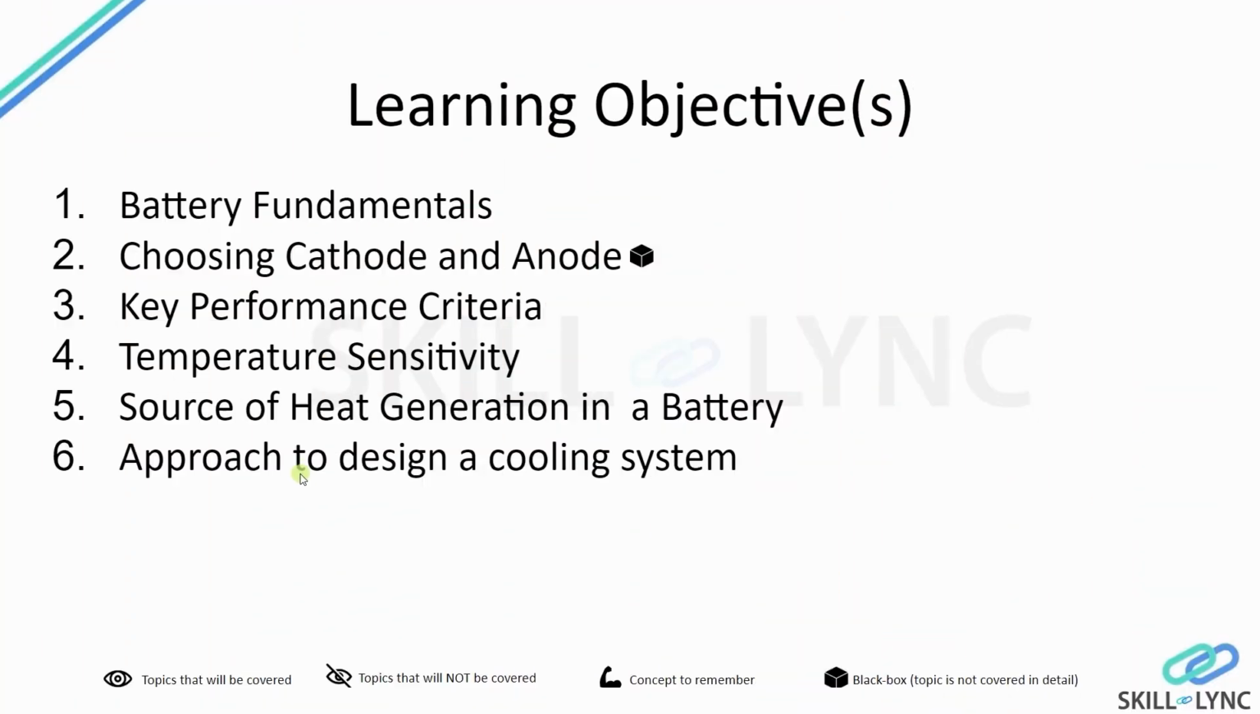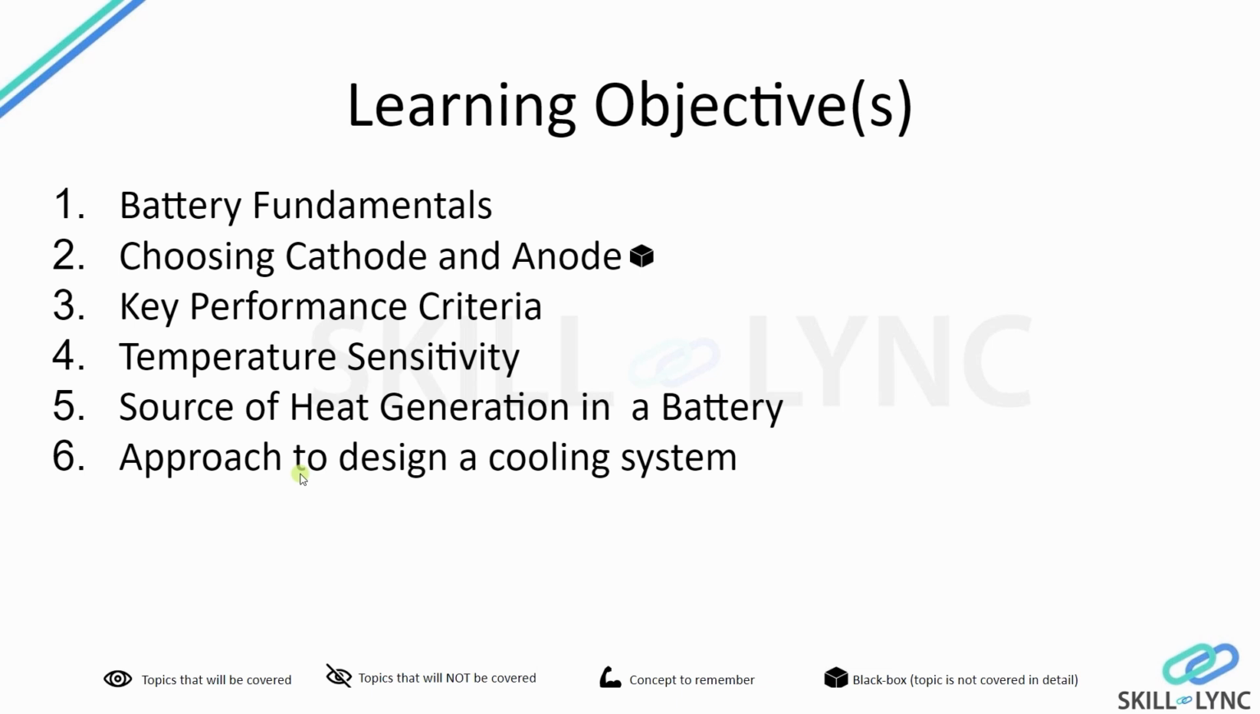All right, guys. So let's first discuss the learning objectives of this session. We need to make sure that you understand the fundamentals of batteries and that you get a sufficient idea of how the cathode and anode for a particular battery can be chosen. The third objective is to understand the key performance parameters of a battery. The fourth is to understand the effect of temperature on battery performance. This is also called temperature sensitivity.